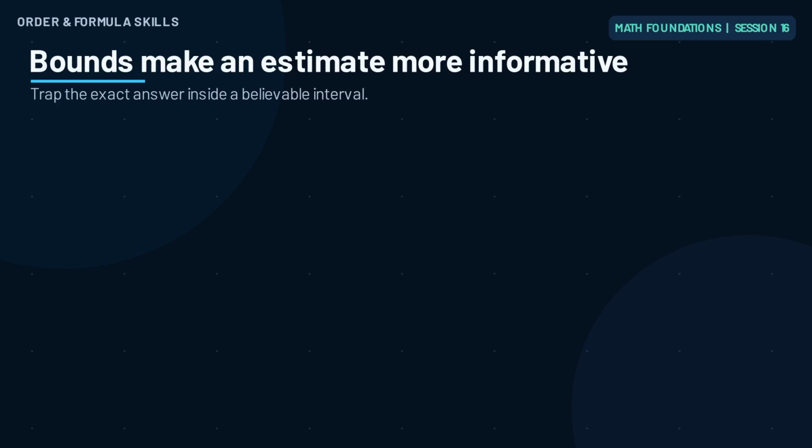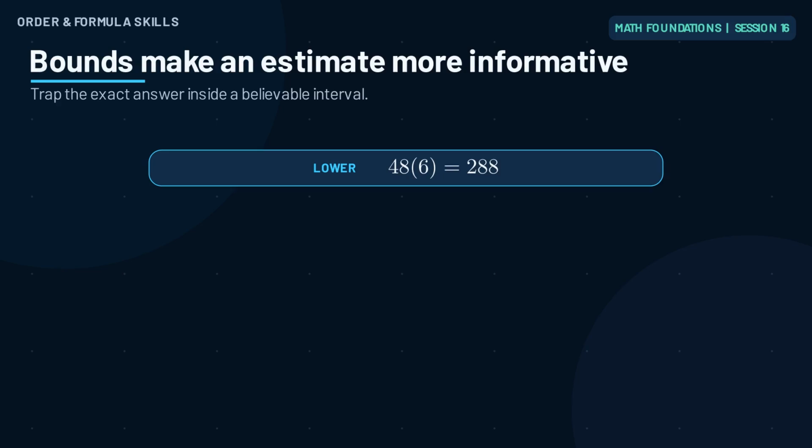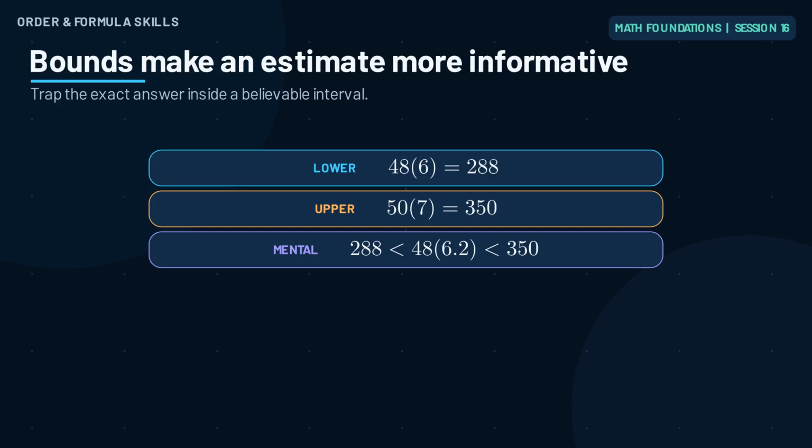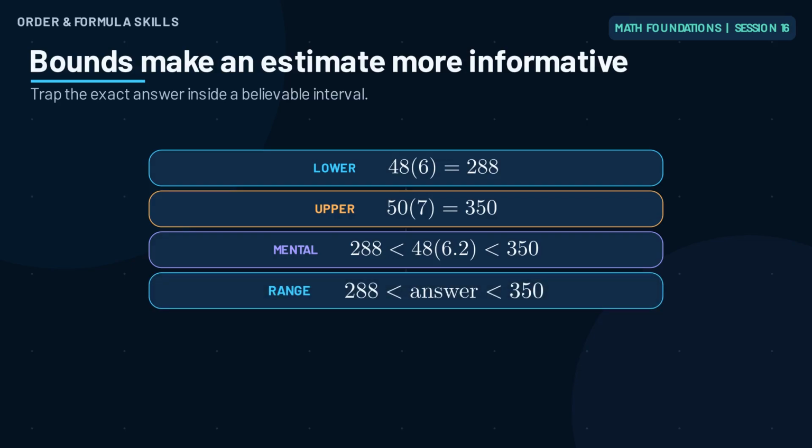A stronger estimate can place an answer between a lower and an upper bound. For 48 times 6.2, use 48 times 6 as a lower benchmark. Use 50 times 7 as an easy upper benchmark. The lower benchmark is 288, and the upper benchmark is 350. The exact product must lie between those two values.